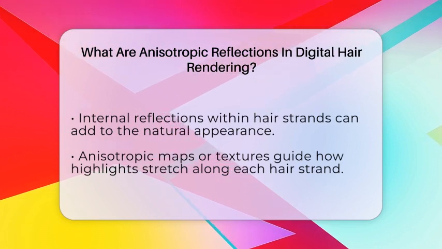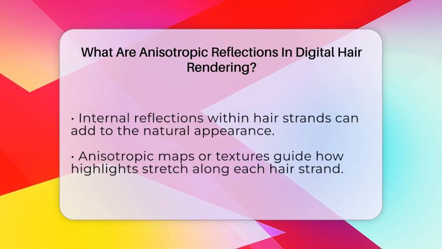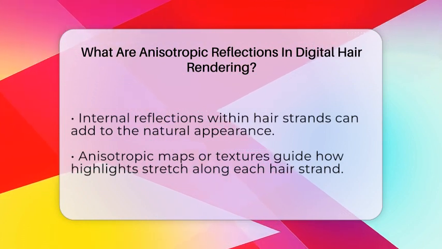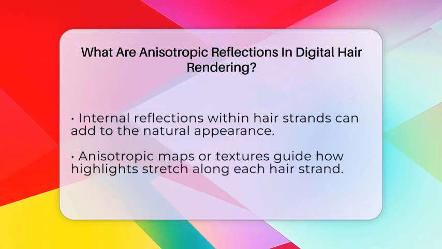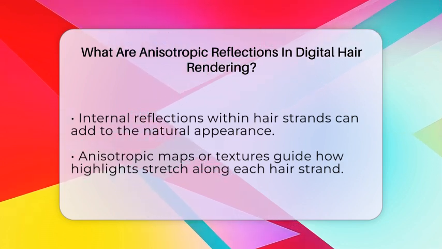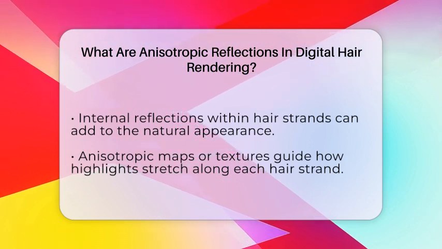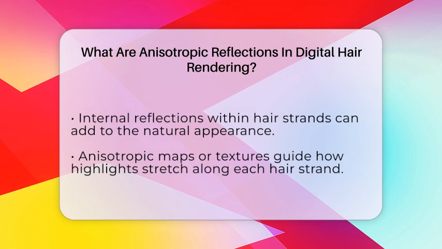Sometimes, internal reflections within the hair strands also add to the realism, making the highlights appear more natural. When artists refine their digital hair, they tweak these settings to get the right balance of shine and texture. This helps create hair that looks lively and believable from different angles and under various lighting conditions.